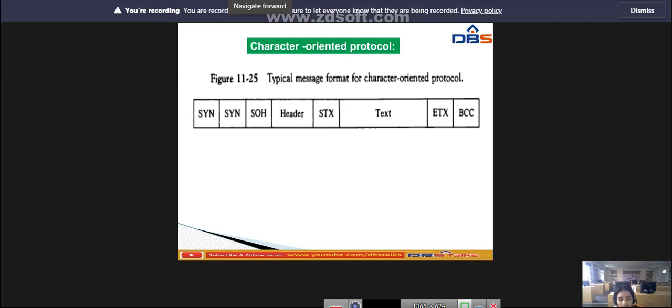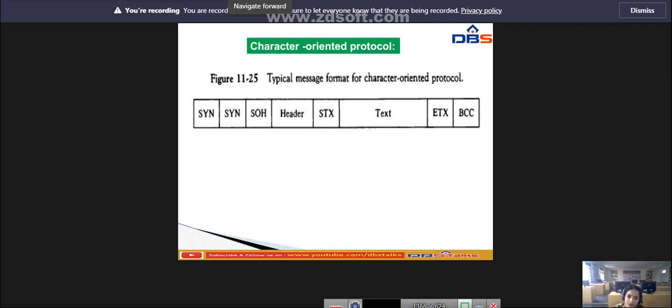Okay. So next coming to the text field. The text field is terminated with the end of text character. So the last field is the BCC, block check character, used for error checking. So this is the format of the character oriented protocol.